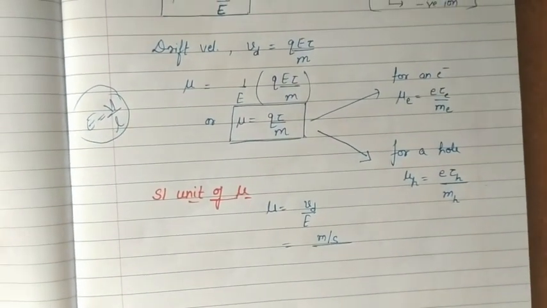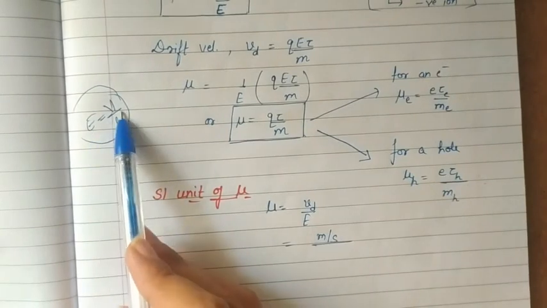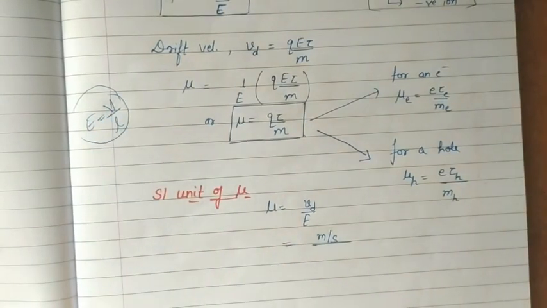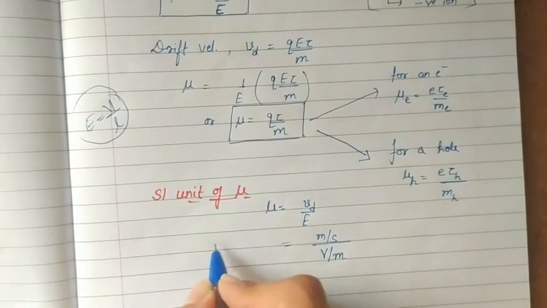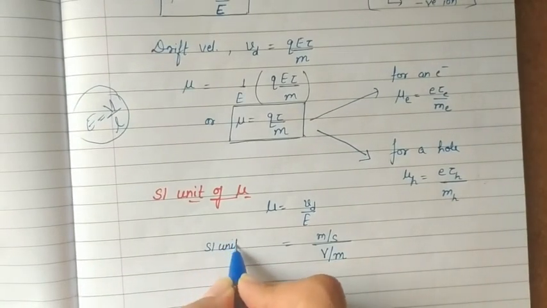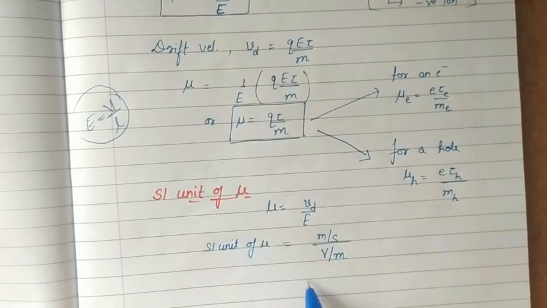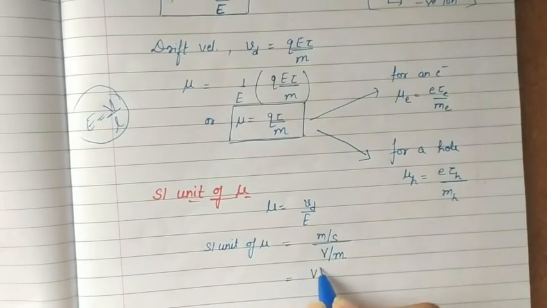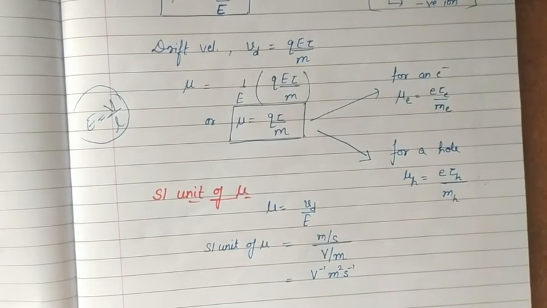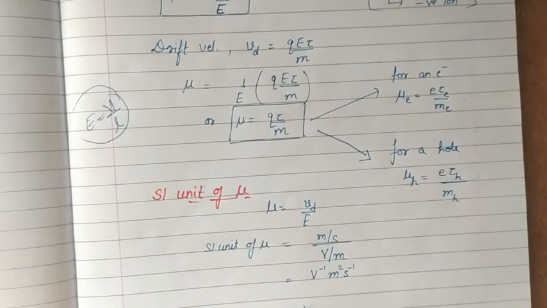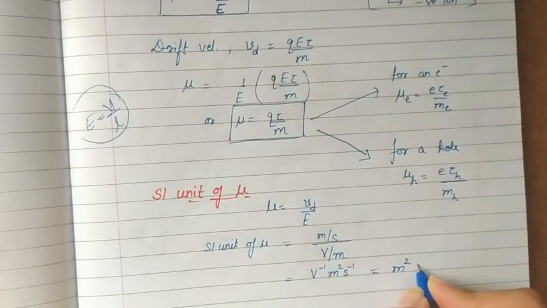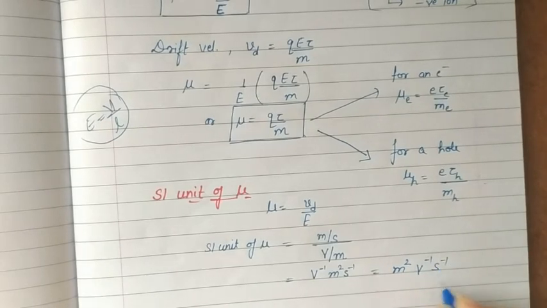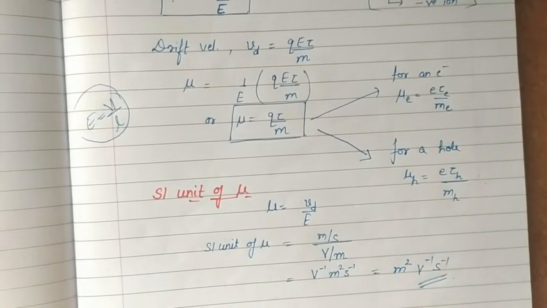Like what we put, E is equal to V upon L, means volts per unit length. So electric field will be volt per unit meter. Now this is the SI unit of mobility, which is equal to volt inverse meter square second inverse, or we can write it as meter square volt inverse second inverse. This is the SI unit of mobility mu.